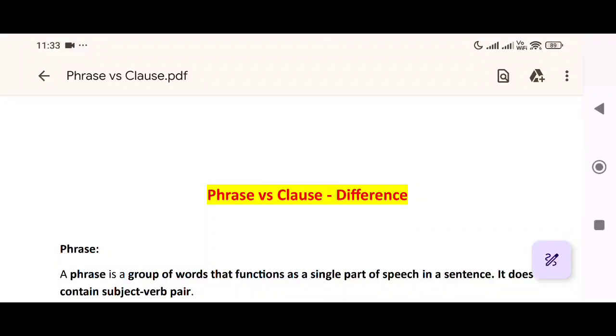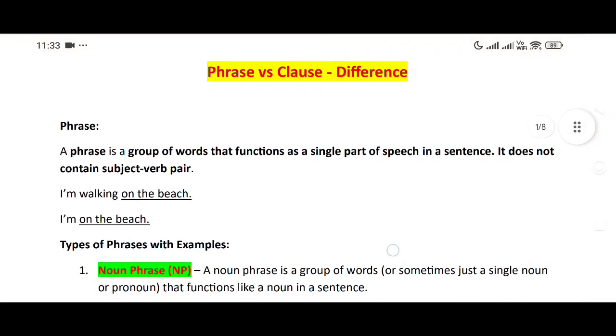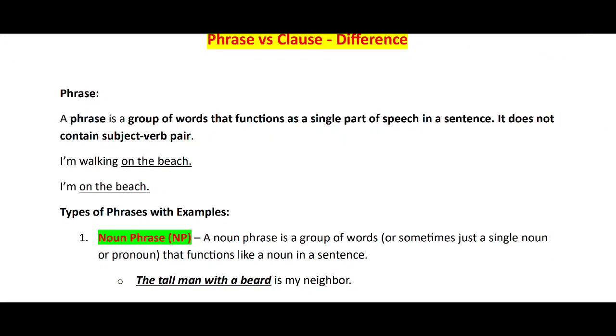Hello everyone. Now we will learn the difference between phrase and clause. Let us see the definition of phrase here. A phrase is a group of words that functions as a single part of speech in a sentence. It does not contain a subject verb pair.